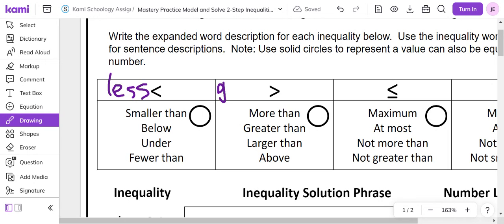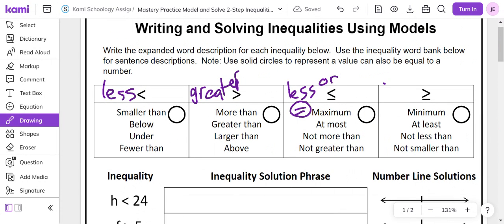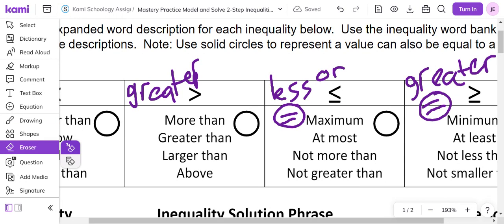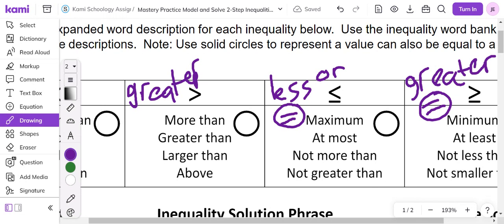And then we have greater, less, or equal. And then we have greater than or equal. So the little line down below, it's kind of a mash between equal to or less than, but we don't put both of the equal to lines down below it, we just put the one.